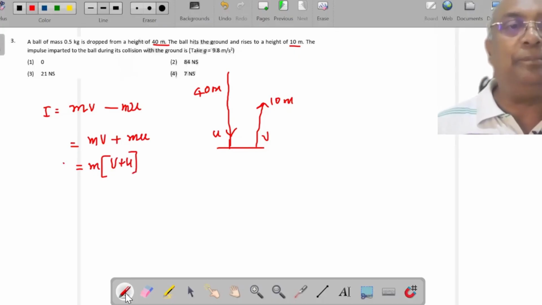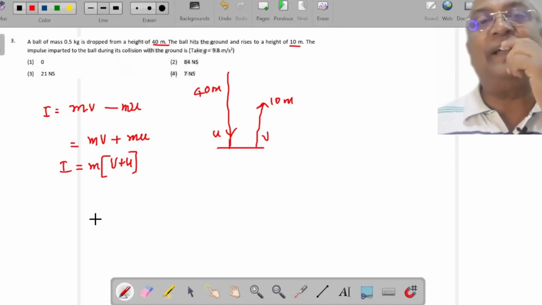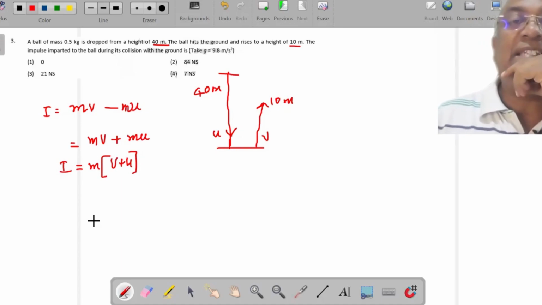That will be the impulse. Mass is given as 0.5. First we will find out the velocity when it hits the ground, because it starts from rest.